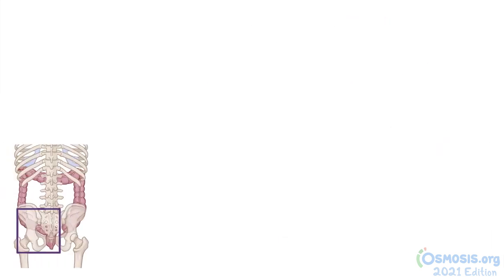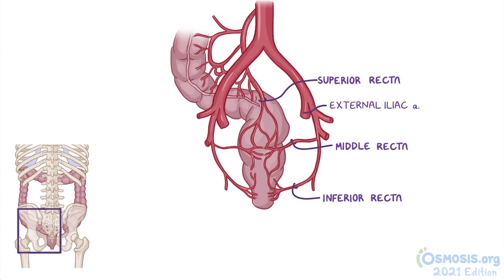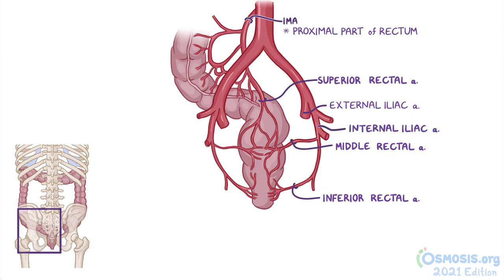Finally, the rectum is supplied by 3 different types of arteries: the superior, middle, and inferior rectal arteries. The superior rectal artery arises from the IMA and supplies the proximal part of the rectum. The middle rectal arteries arise from the internal iliac arteries and supply the middle and distal parts of the rectum.